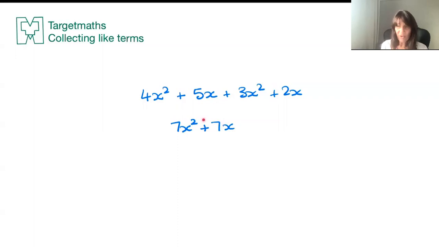Note that the power didn't change. It's just like saying I've got a banana and I've got another banana. I've got 2 bananas. I've got an x squared. I've got another x squared. I've got 2x squareds. So don't be tempted, and it is very tempting to change that power. It's just how many of these have we got?